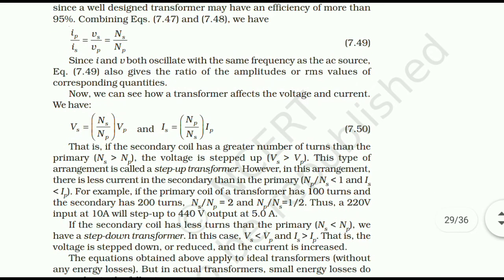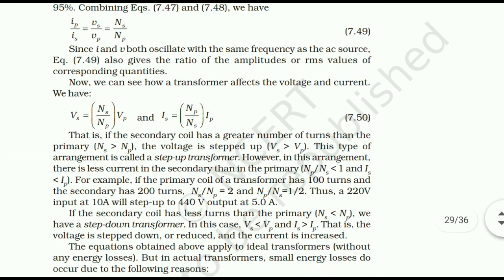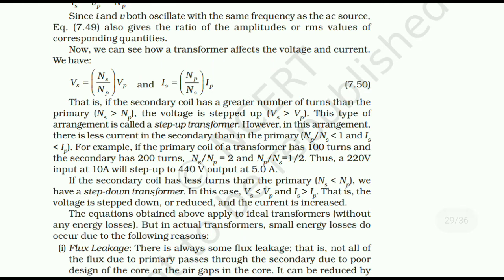Now we can see how a transformer affects the voltage and current. We have Vs equals Ns upon Np into Vp, and Is equals Np upon Ns into Ip. That is, if the secondary coil has a greater number of turns than the primary, that is Ns is greater than Np, the voltage is stepped up, that is Vs is greater than Vp. This type of arrangement is called a step-up transformer. However, in this arrangement there is less current in the secondary than in the primary.